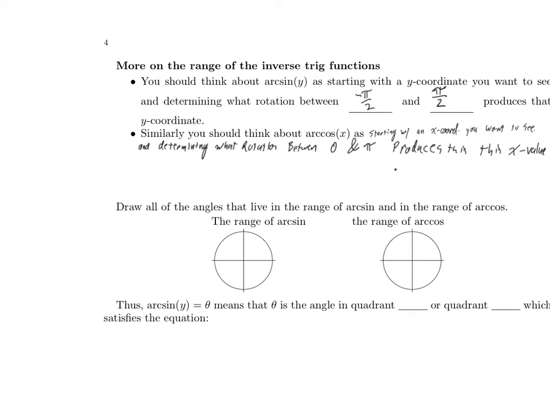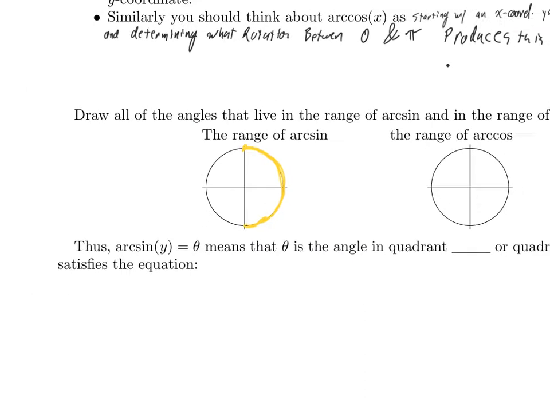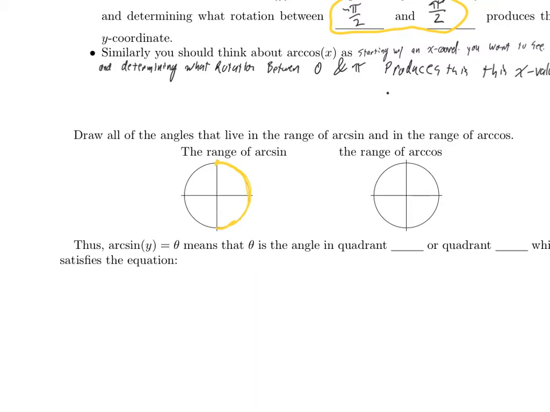So that means for inverse sine, I'm allowed to use y values between negative pi over 2 and pi over 2. On the unit circle, those angles correspond to this piece of the unit circle. So when someone asks you to find the inverse sine of a number, they are asking you for an angle which lies in quadrant 1 or quadrant 4, which has that y value.